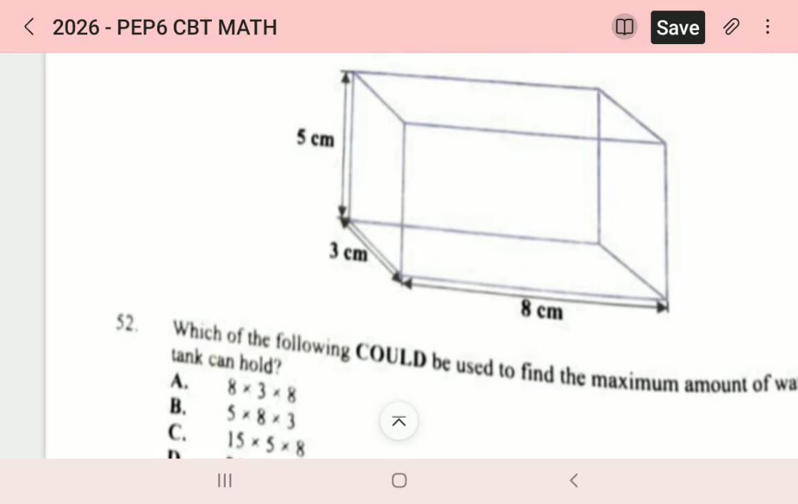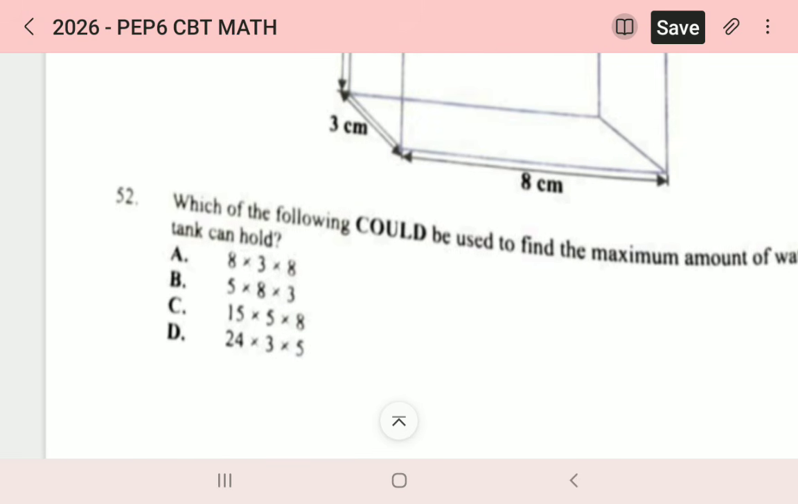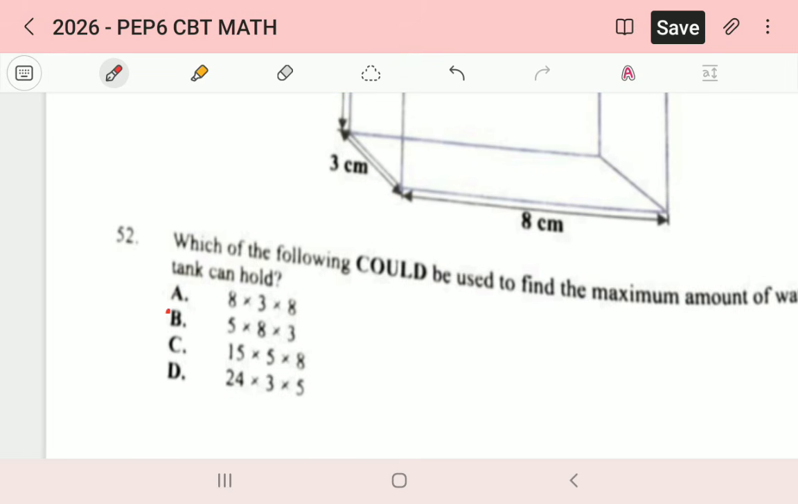So what is 52? Is it 5 times 8 times 3? Or is it 8 times 3 times 8? How many 8s do we have? Just 1. Length times width times height. So it's going to be 5 times 3 times 8, which is at B. 52 is B. Finding the volume.